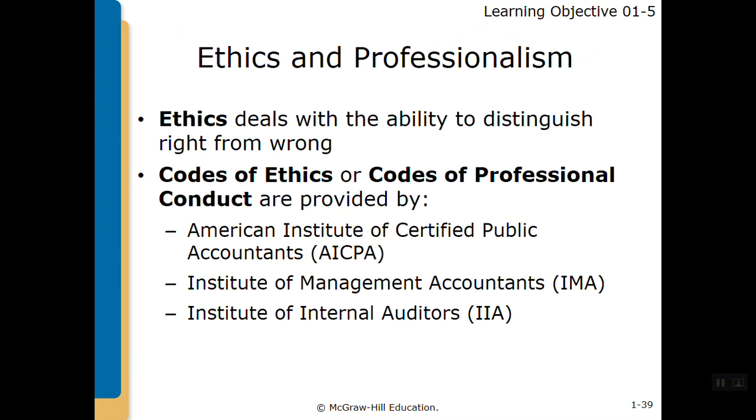All right, ethics deals with the ability to distinguish right from wrong. There are all kinds of ethics codes in place for accountants. That is a huge emphasis in the accounting profession. The AICPA, the Institute of Management Accountants, and the Institute of Internal Auditors all have codes of ethics in place. You can find those on their websites. You can read them, and then there are ethics codes in place in North Carolina for licensed CPAs, and I would imagine every state has some kind of code of ethics for accountants licensed in their state. So they are making sure that you have a code to abide by in any case.